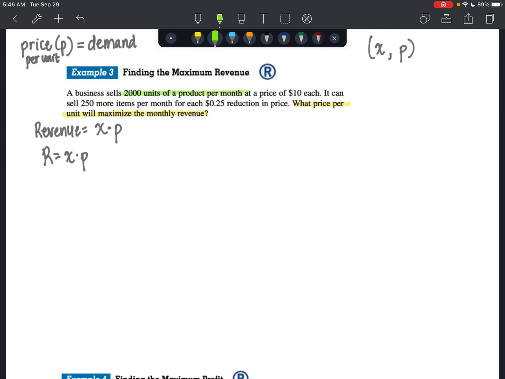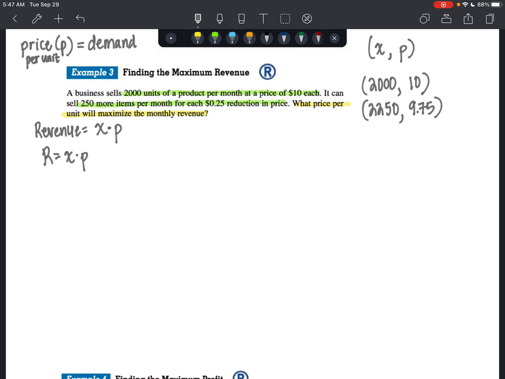Well, we're going to have two ordered pairs here. We sell 2,000 units at $10 each. So that ordered pair is 2,000, comma 10. We also sell 250 more items per month. So that's going to make that value go to 2,250 for $9.75 per unit. So for each 25-cent reduction in price, you sell 250 more items per unit.